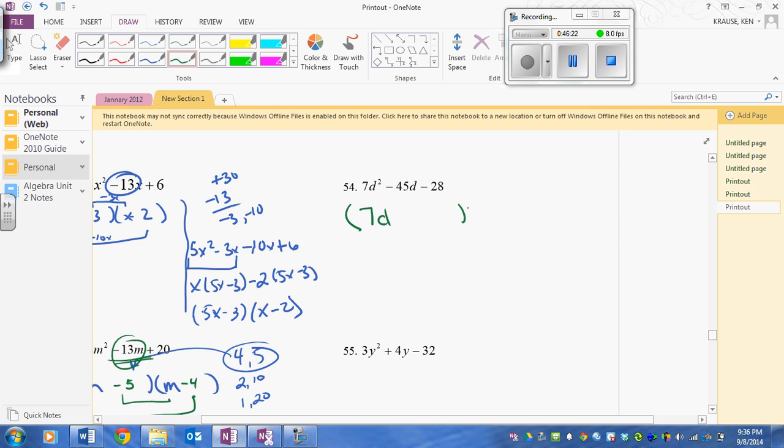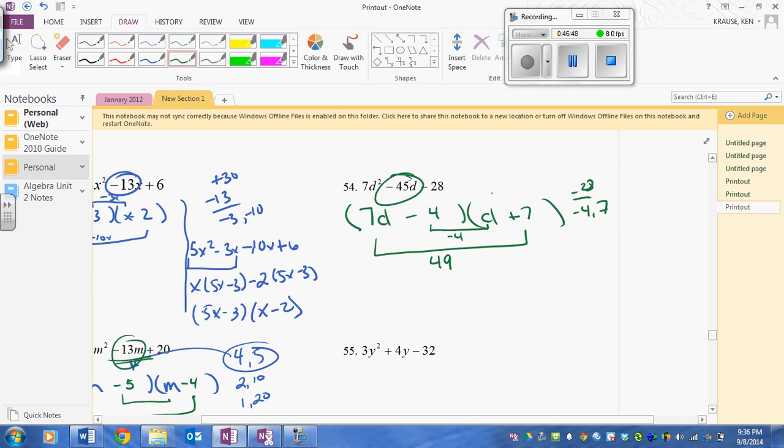7d and d. We have to multiply to negative 28. So I'm going to use negative 4 and 7 just to see. Can't put the 7 in the first one, so I'll put a plus 7 here and a minus 4 here. That's positive 49. And negative 4. Those add up to actually negative 45. Those add up to positive 45.